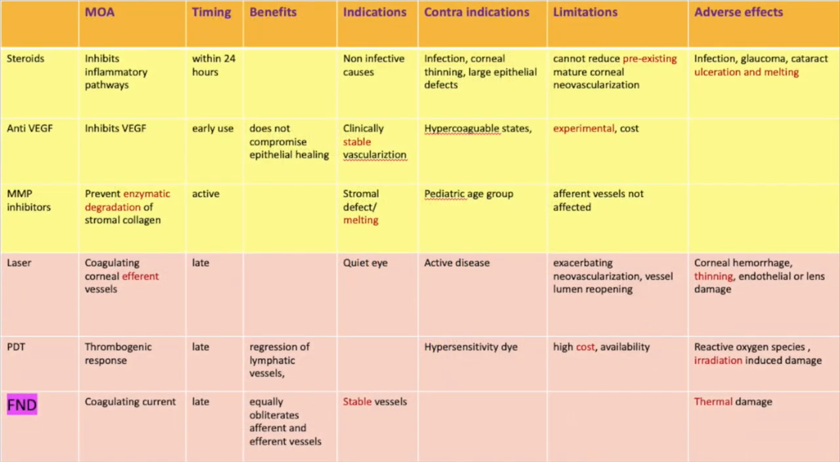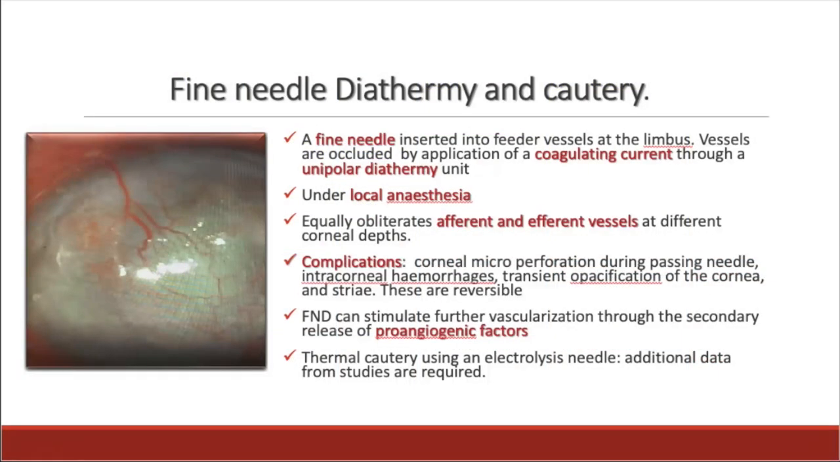FND is a good vaso-occlusive treatment in the stage of mature vessel formation, as it is easy, cheap, targeted, and safe with less collateral damage compared to CALP, and ablates the afferent and efferent stable vessels equally. A fine needle inserted into the feeder vessels at the limbus occludes the vessel by application of a coagulating current through a unipolar diathermy unit under local anesthesia. This equally obliterates afferent and efferent vessels at varying corneal depths.